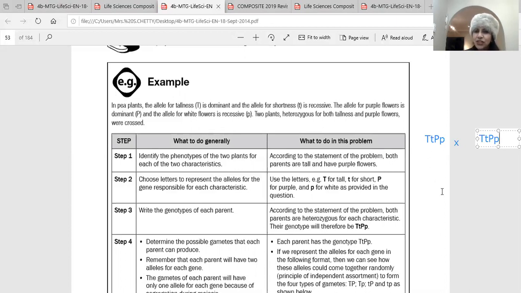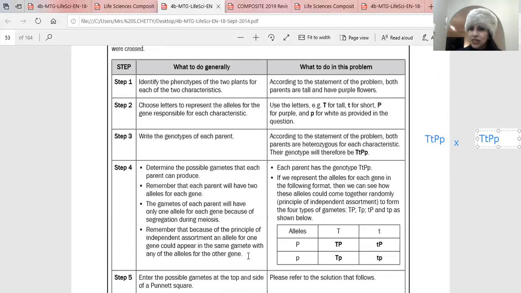We worked it out the last time by using your Punnett square. So first of all, they say to you what to do generally: identify the phenotypes. So we did this. Choose letters to represent, we've done it. Write out the genotypes of each parent, we've done it. Okay. Let's see what's the next thing they're ordering us about.